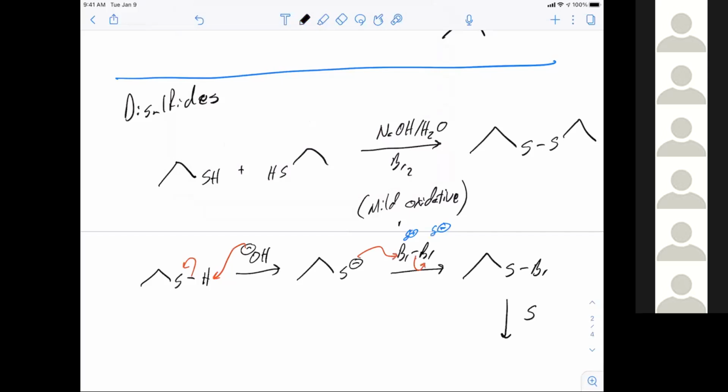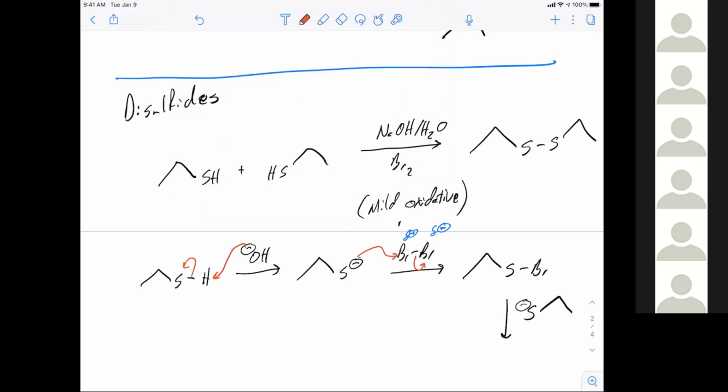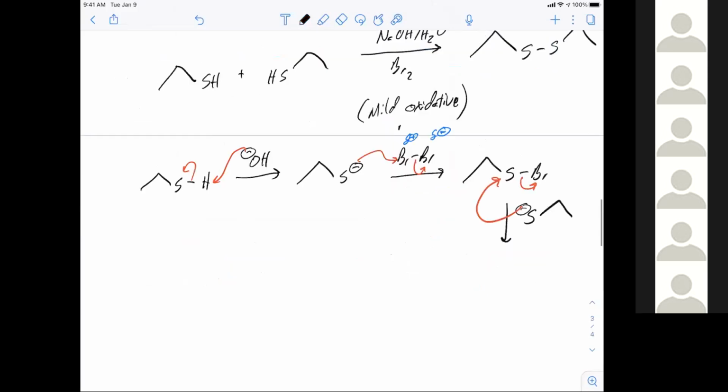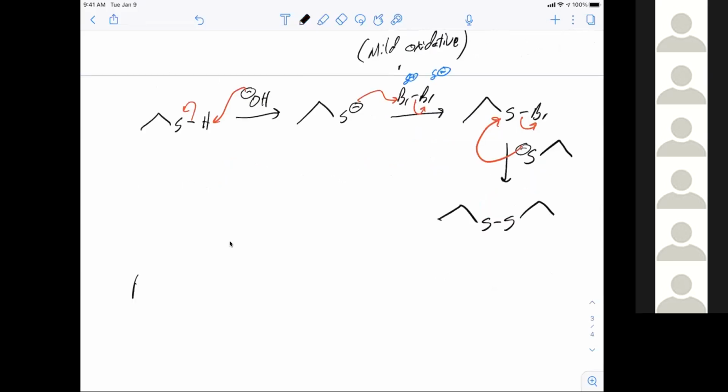And then at this point, another negative sulfur compound from the base can come in and attack that sulfur. So we've actually oxidized the sulfur at this point. Now at the bromination, we get a sulfur oxidation, and then that gives us the disulfide. We'll go ahead and do reactions of disulfides here.